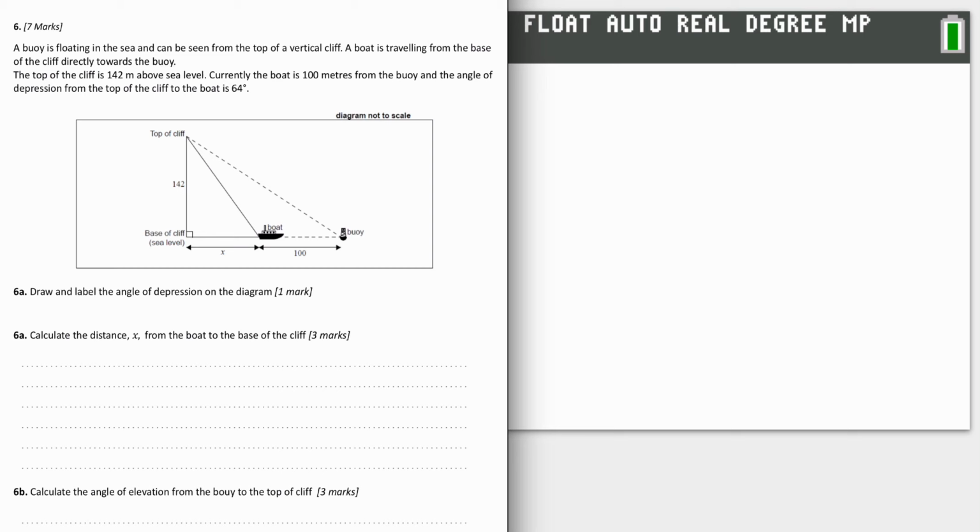Question 6 is using a right-angled triangle, so that tells us that we're probably using either Pythagoras or SOHCAHTOA for right-angled trigonometry. The first part is to draw and label the angle of depression on the diagram. The angle of depression is always from looking above or standing above and then looking down. We talked about this: it's from the horizontal, and it's the angle looking down. We want the angle of depression to the boat, so that's this angle here, which is 64 degrees.